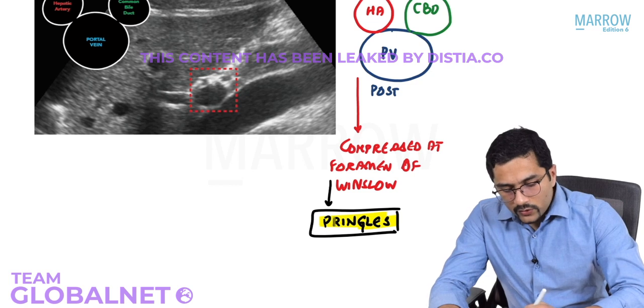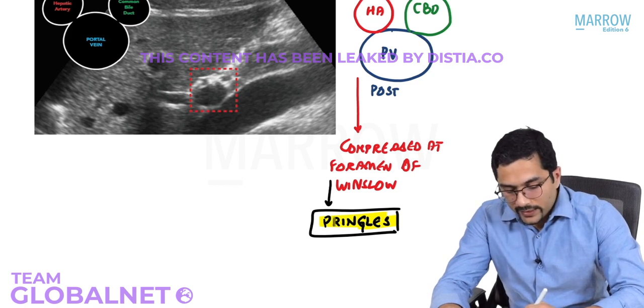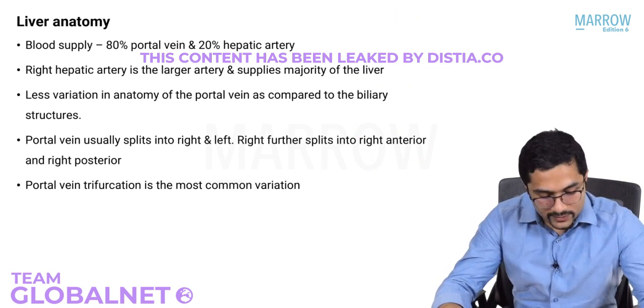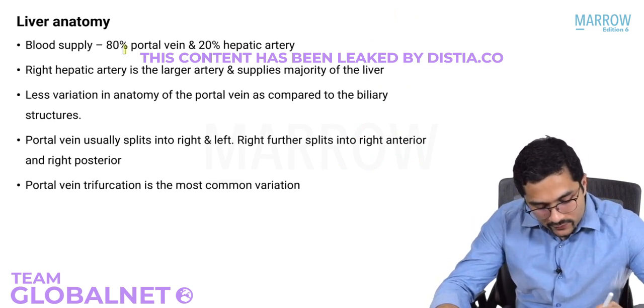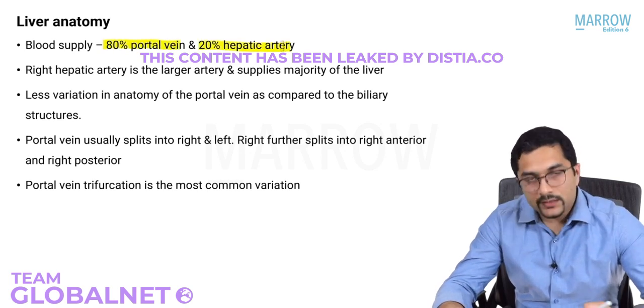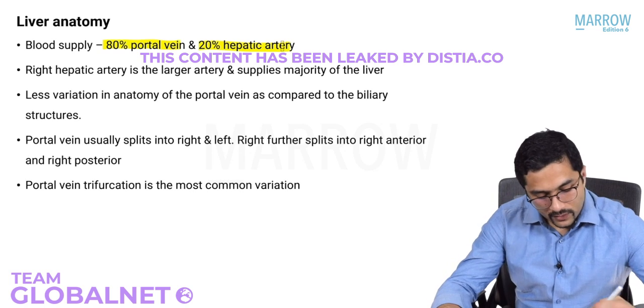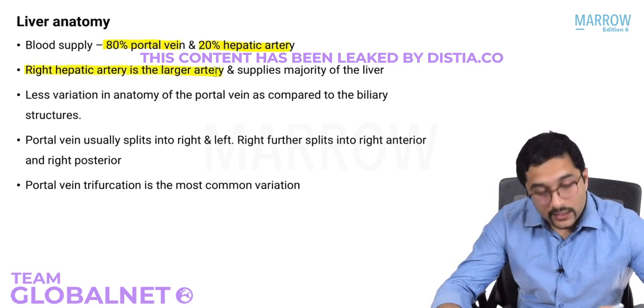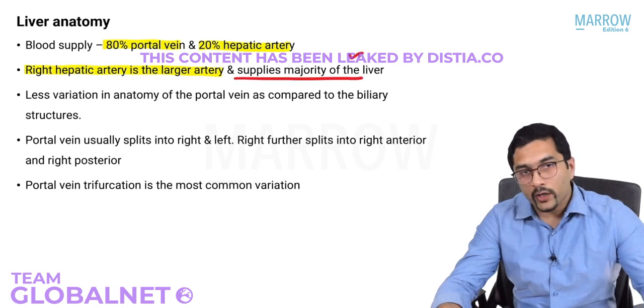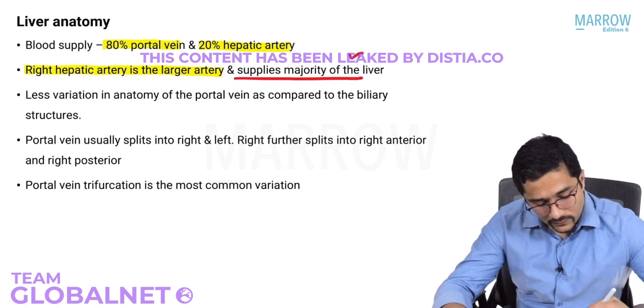Now, I also want you to know certain points which have been written in the latest Schwartz's regarding the anatomy, and these points also can be asked in the exam. So the blood supply of the liver, 80% of the blood supply is by the portal vein and 20% is from the hepatic artery. The right hepatic artery is the larger artery and supplies the majority of the liver.